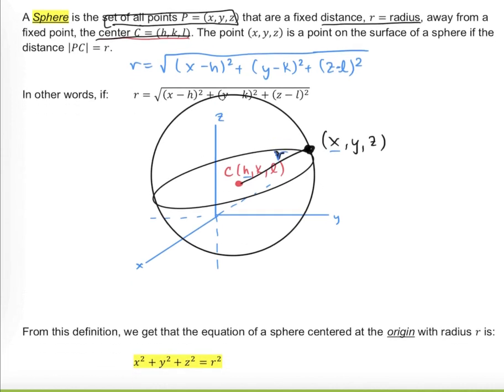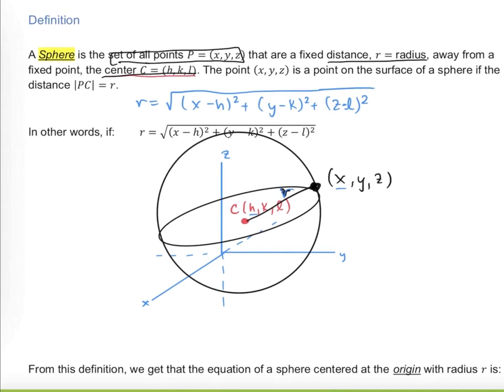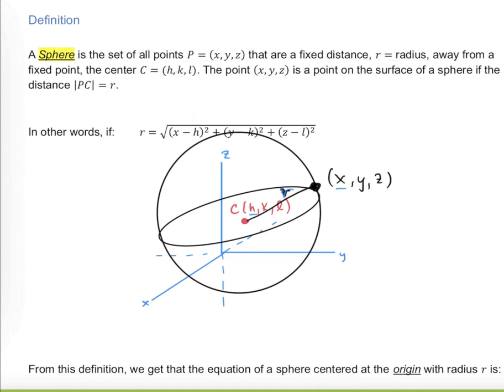And if we wanted to get our sphere equation, all we would really need to do is take this and square both sides. Squaring both sides gets us to our standard form of a sphere pretty quickly. So our standard form, or our graphing form, for a sphere is (x minus h) squared plus (y minus k) squared plus (z minus l) quantity squared, and that's equal to r squared.